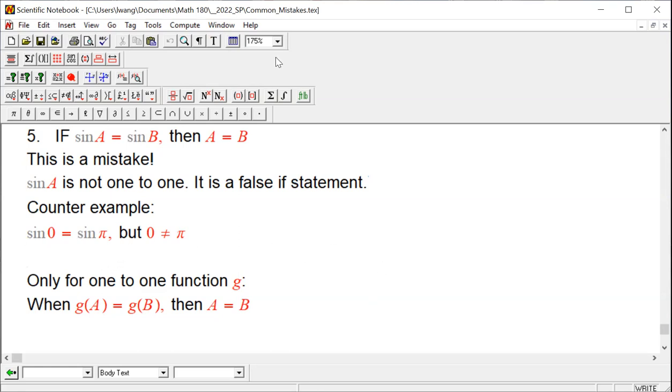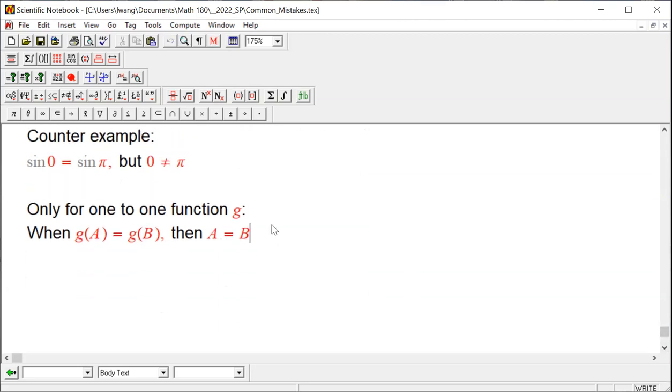Oh, I actually think of one more mistake. I see this mistake often.